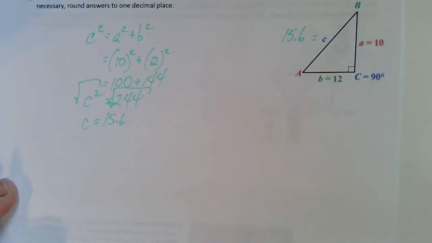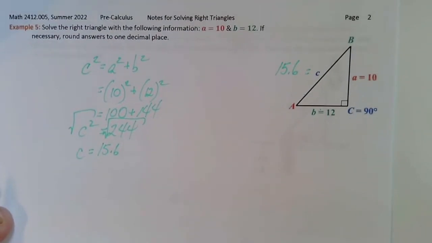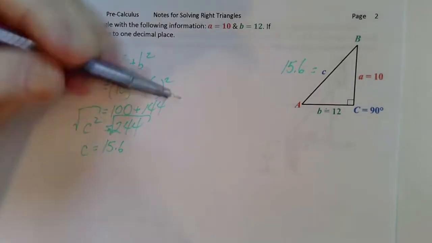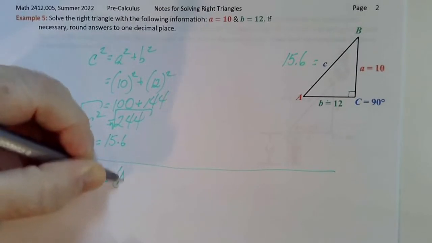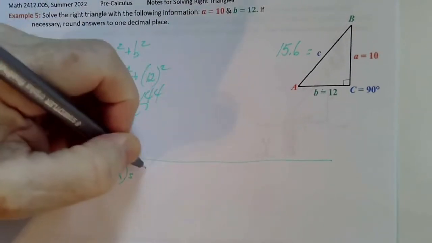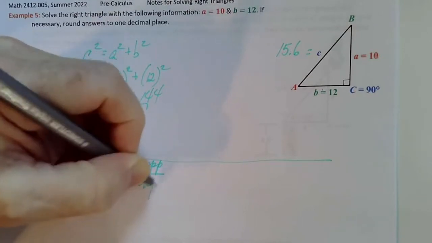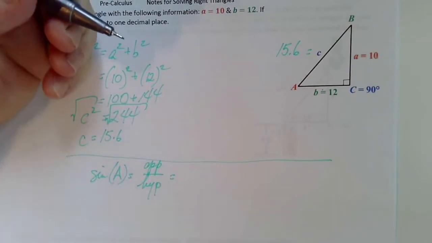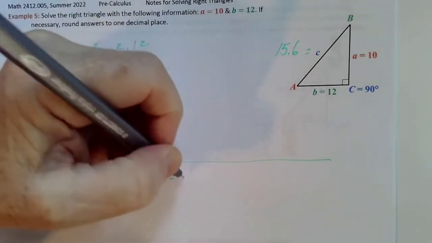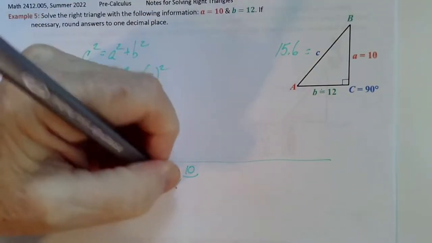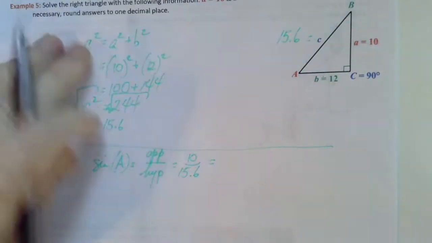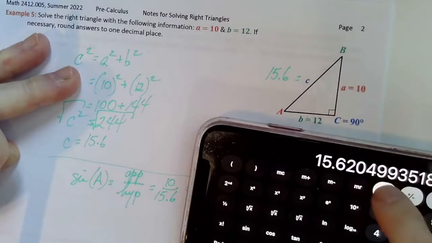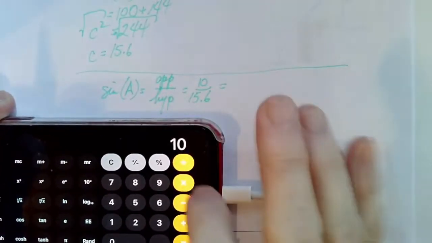How do you think we can find these angles? Let's just start with A. Do I know that the sine of angle A, sine is opposite over hypotenuse, and I know both the opposite and hypotenuse. So the opposite side is 10. The hypotenuse is 15.6. So I've got 10 divided by 15.6.